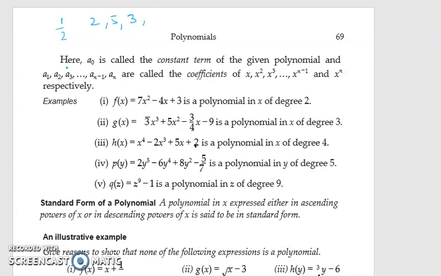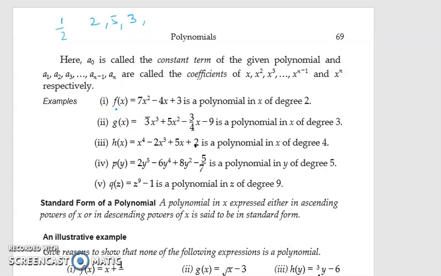so we will only take positive. Here a0 is called the constant term of the given polynomial, and a1, a2, a3, an minus 1, an are called the coefficients of x, x square, x cube, and so on, x raised to the power n minus 1 and xn respectively. Don't worry, you don't have to remember this, just keep in mind what the polynomial is and what the degree is. So understand this.